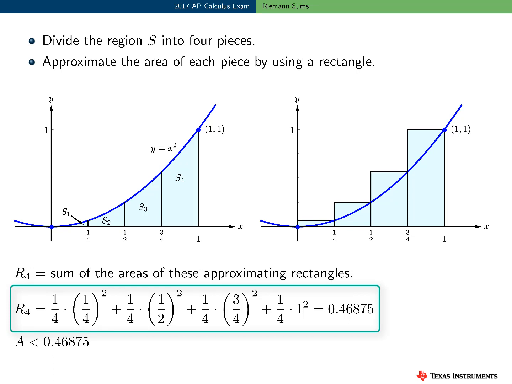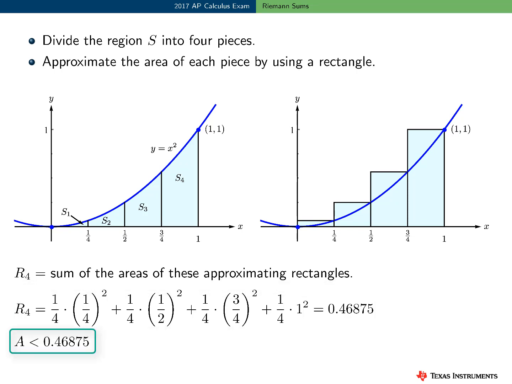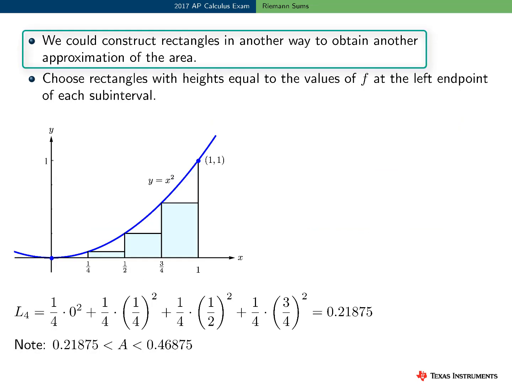And that's equal to 0.46875. Now I think we can tell by looking at this figure and the way that we constructed these rectangles that the area A of the region S has got to be less than that sum, 0.46875. Now we can also use rectangles constructed in a different way in order to obtain another approximation for the area of the region S.